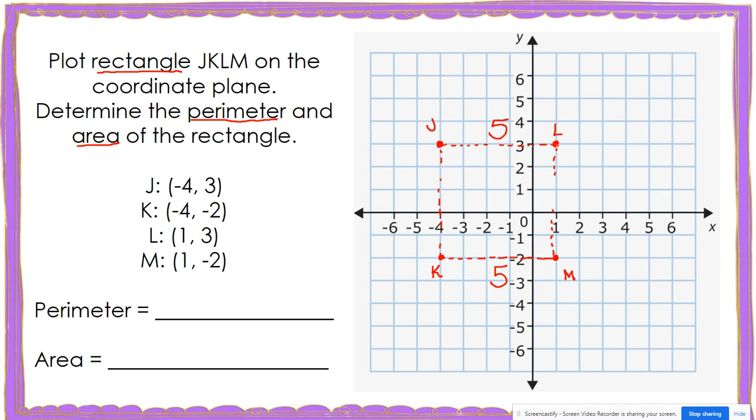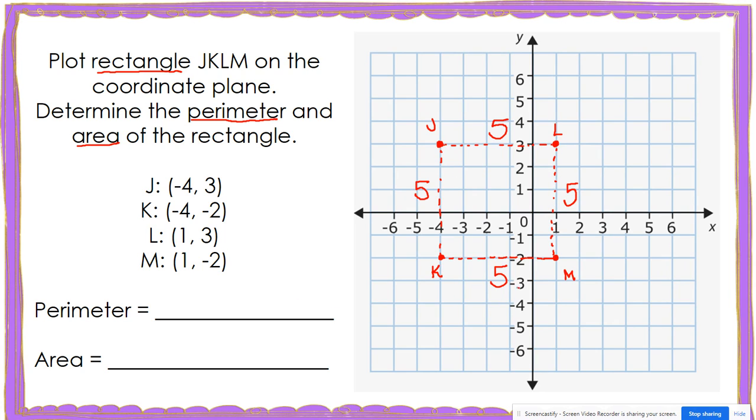Now we need to find the length from L to M. To get from L to M, I would move down 1, 2, 3, 4, 5 units. So this length is also 5, which means that JK is also 5 as well. So this is a special rectangle that is also a square.